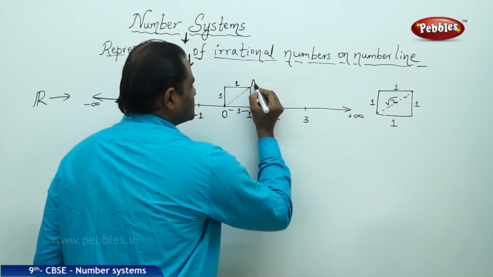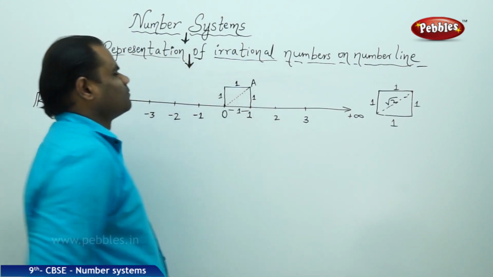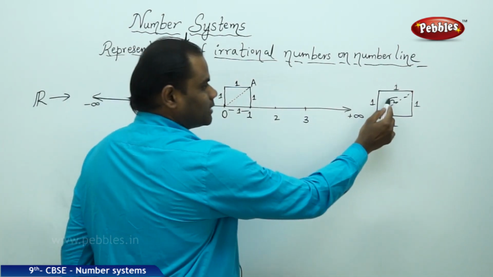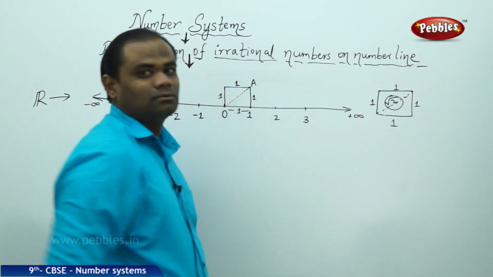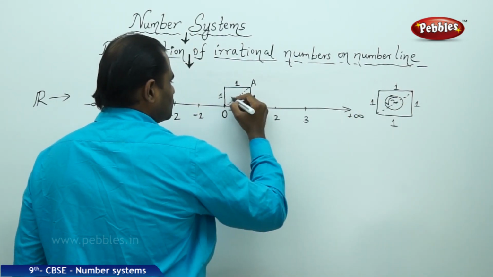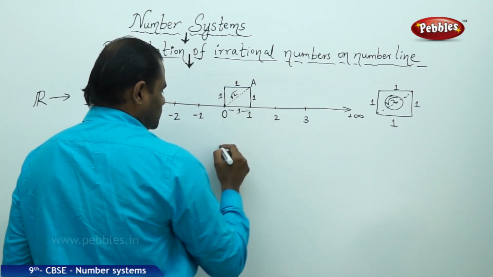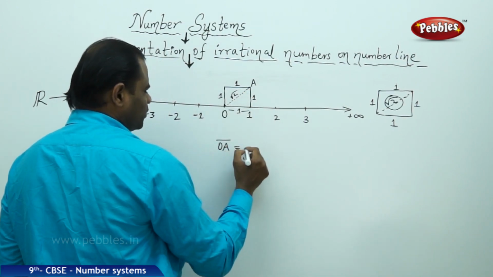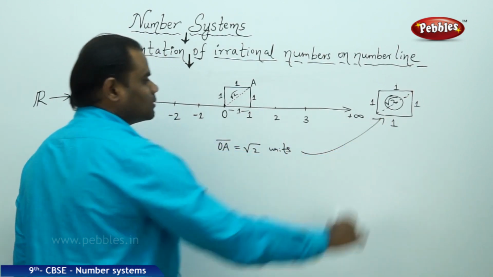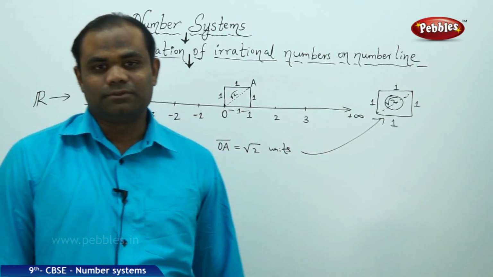Let me just mark this as A. Now OA is the diagonal for this square, which we know indirectly is root 2. Therefore, I just transform this dimension into root 2 out here. So I get OA equals root 2 units using the concept of the square, which we have already discussed in the session.